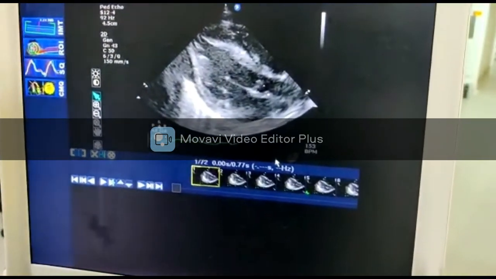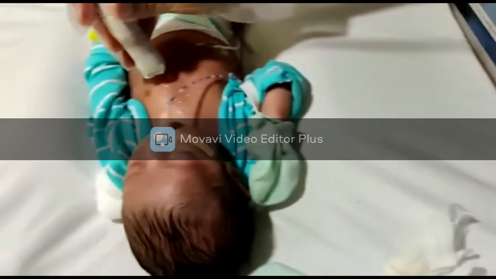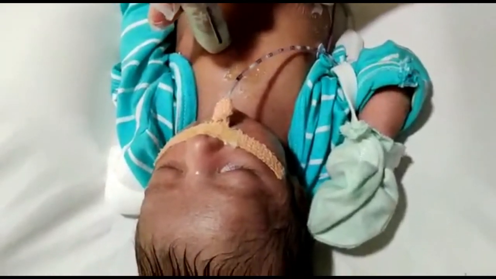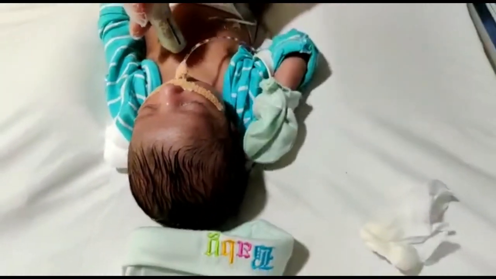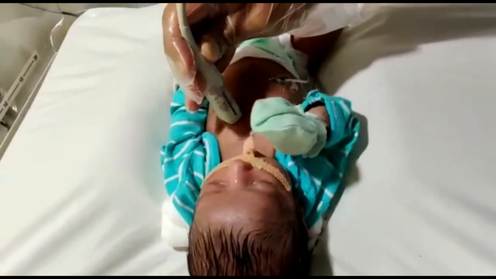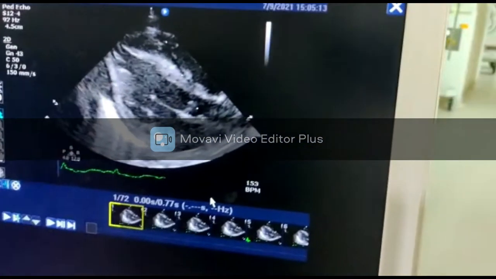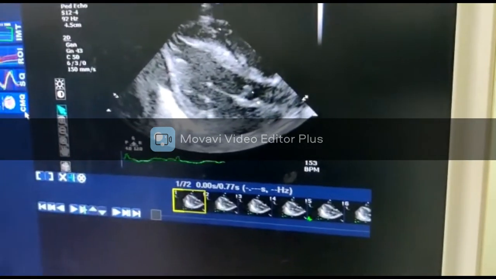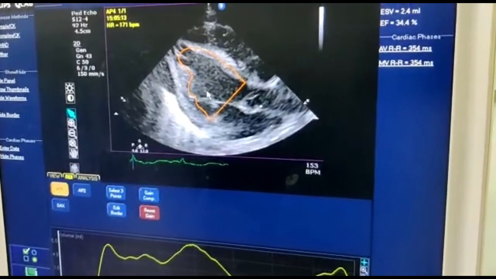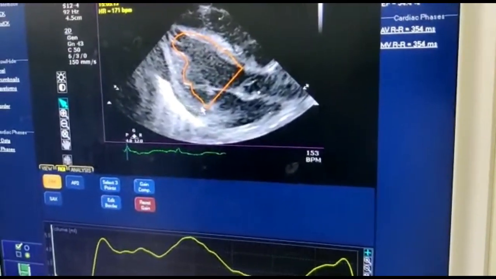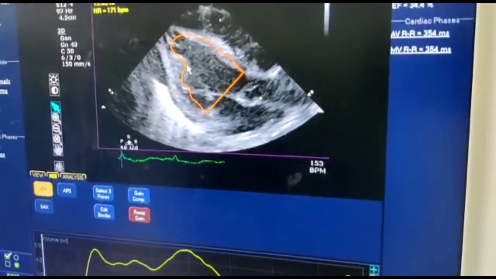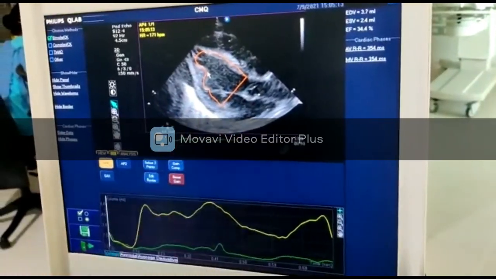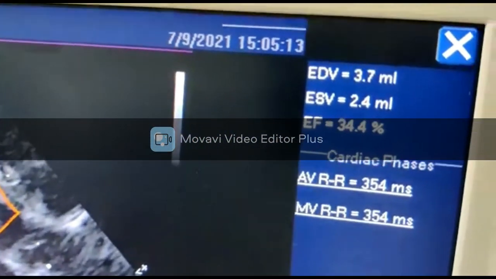And how did we get it? So the probe was kept here, and then I rotated like this, like this, like this, and it is around, which position is this? This is around 10 o'clock position. So I could get this view, and then 3 points I'll take. I'll go to the CMQ, and then these are 3, 1, 2, 3 points I've taken. So this is what exactly you get, the global longitudinal strain.